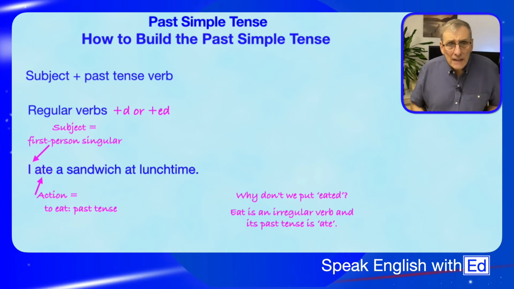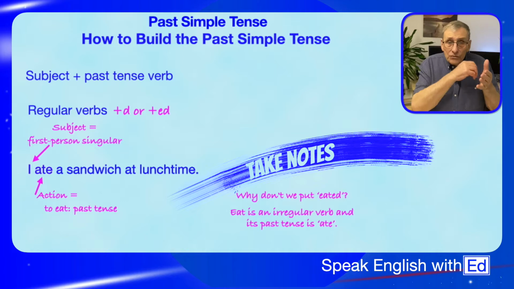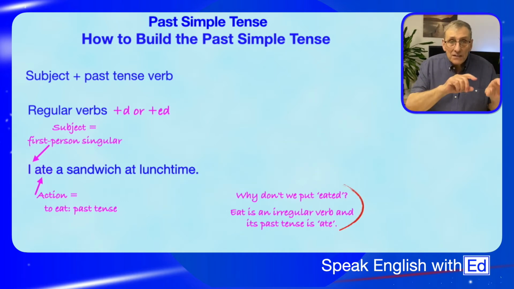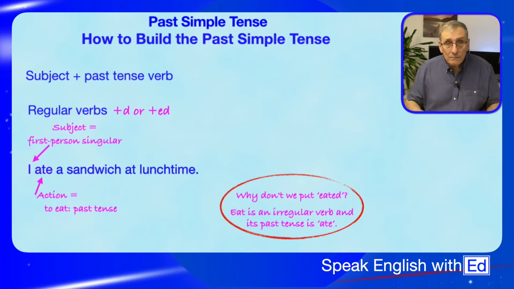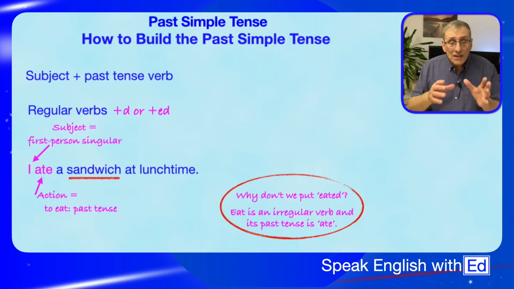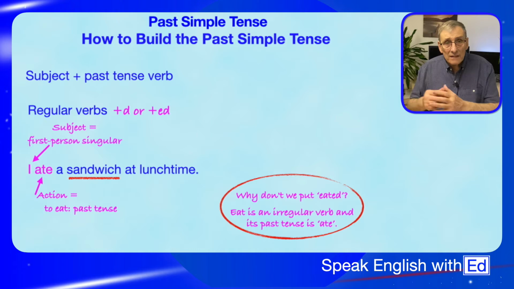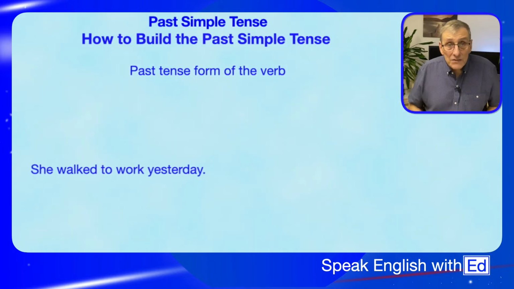And this is why I keep saying to you, write all these down in your notebook. That way, you've got something you can always look back at and say, what was that? You know where to go and find it easily. It's in your notebook. Write them down. Past tense of eat is ate. Sandwich is the object of this sentence. And I ate is the phrase that makes this sentence past simple tense. Easy, eh? Let's have a look at the next one.